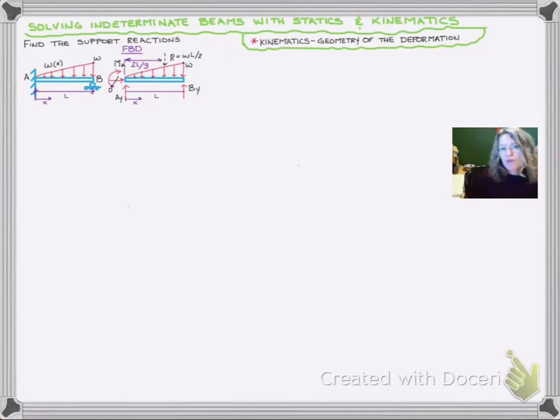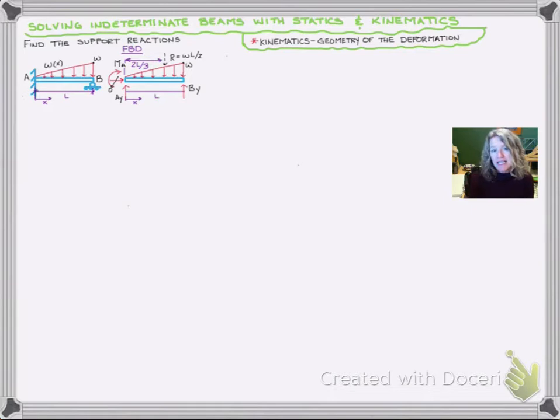Hello and welcome to our video introducing how we can finally find the reactions of indeterminate beams. And so if we look, we actually have a beam that is fixed at A. It should behave like a cantilevered beam. We have this triangular load W of X that has a magnitude of W at B. But at B, we've added this additional roller. So suddenly we become statically indeterminate.